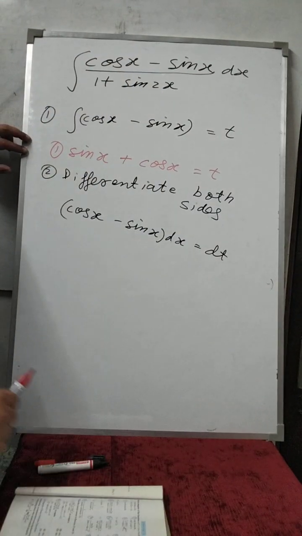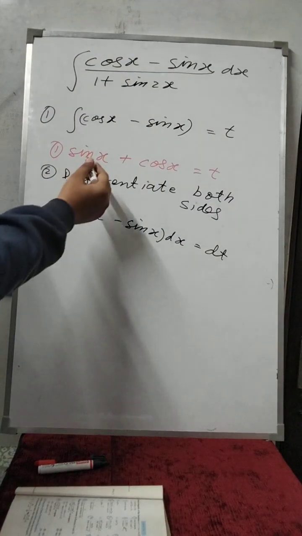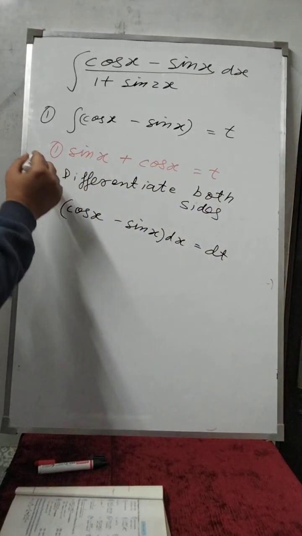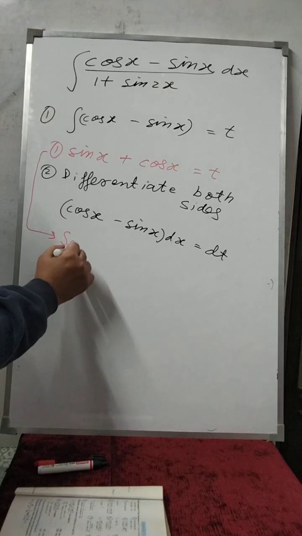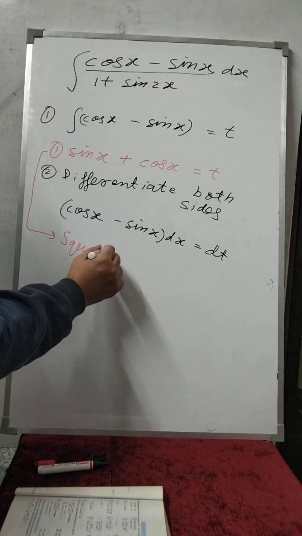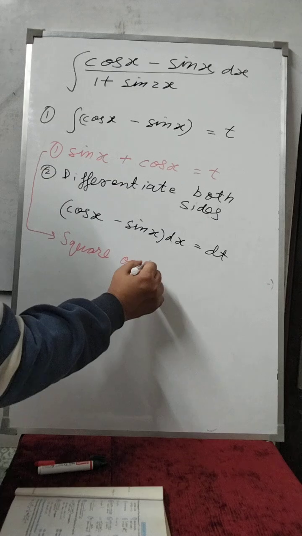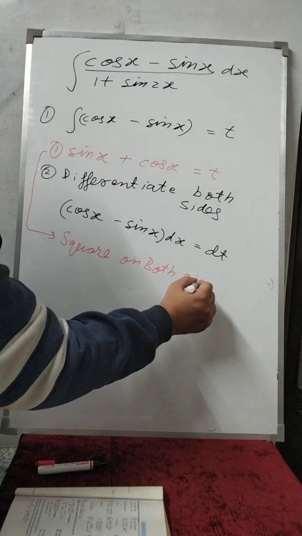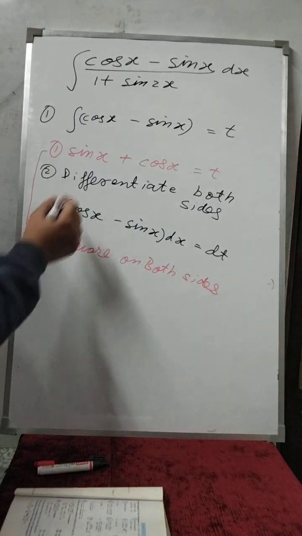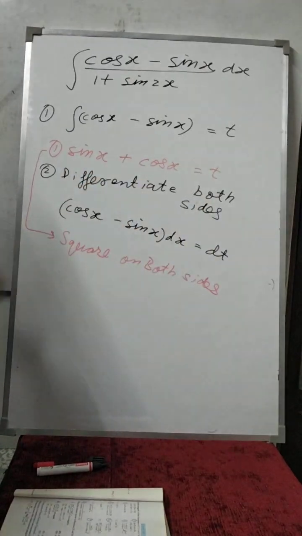Now what about the denominator? I have taken sin x plus cos x as t. Now I will simply square on both the sides. Square on both sides. So sin x plus cos x is t.